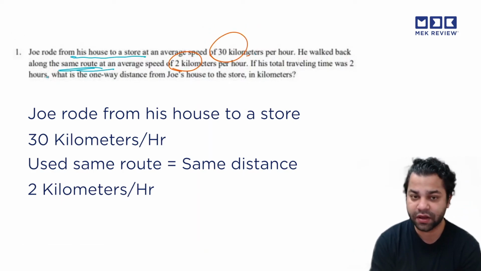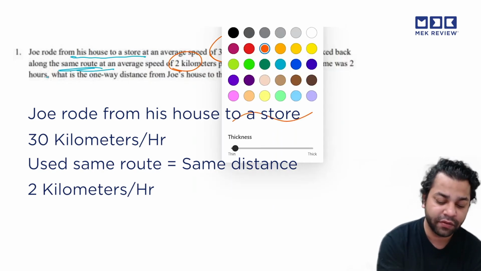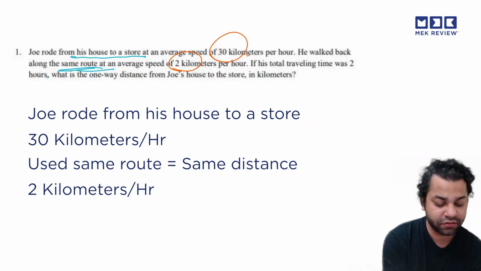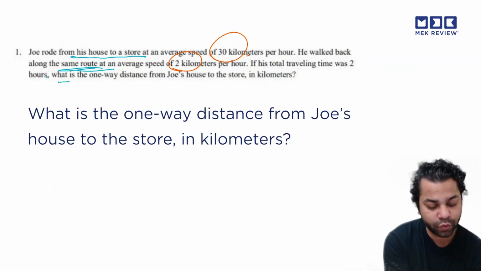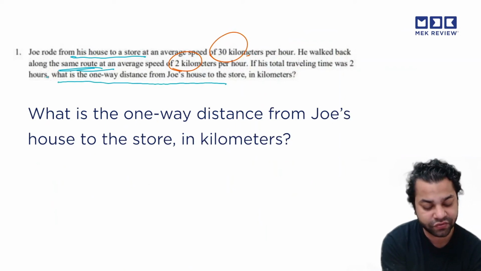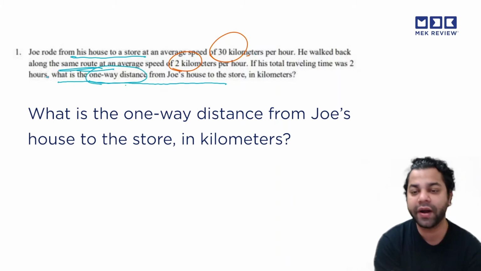If his total traveling time was 2 hours, what is the one-way distance? And then we finally have the required information, which is: what is the one-way distance from Joe's house to the store? That's the required information.